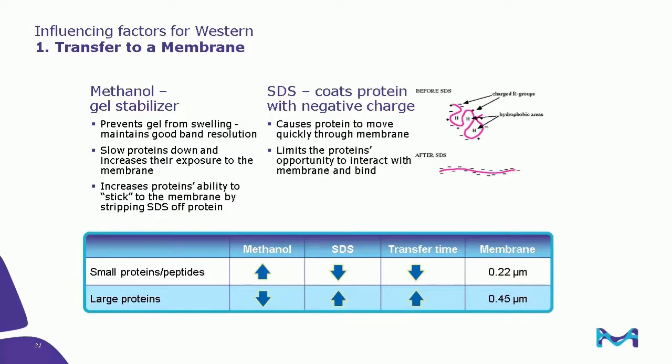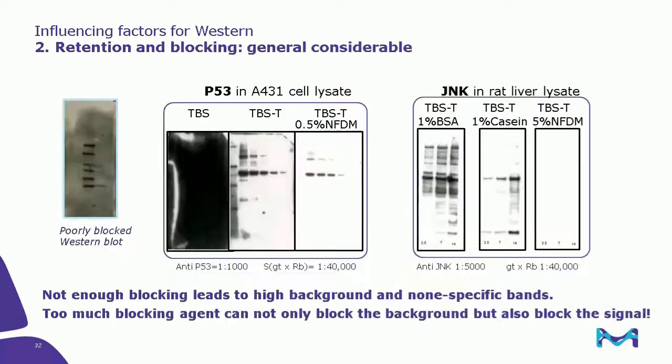Now, for larger proteins, say greater than 100 kilodalton, it is the opposite. It is generally beneficial to decrease the methanol and increase the SDS concentration and transfer time. Also, for proteins larger than 20 kilodalton, it is generally recommended to use 0.45 micron pore size membranes.